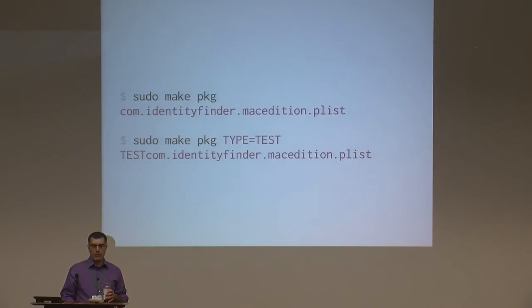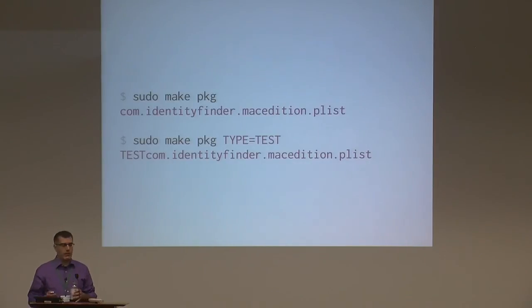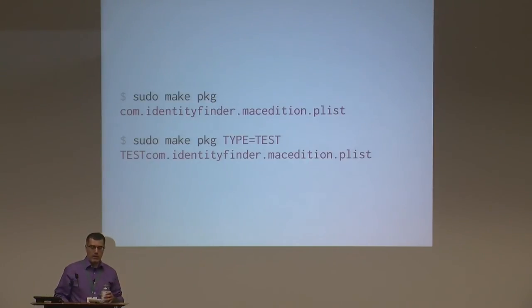So the subst calls are related to how make is run. So if this is called with type equals test, that type variable contains test, and test will be removed from the file names. So these two files, these two plists, actually exist in my folder where the makefile is, and they can exist there at the same time because they have different names. I'm just stripping one when I run make with type equals test.